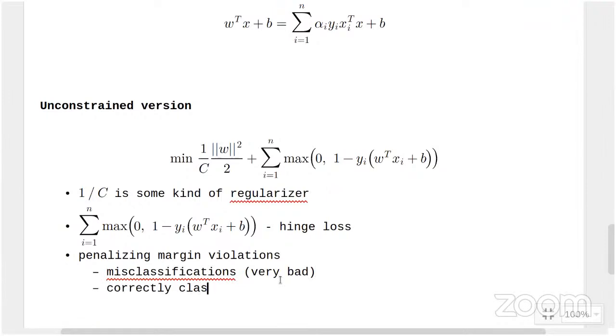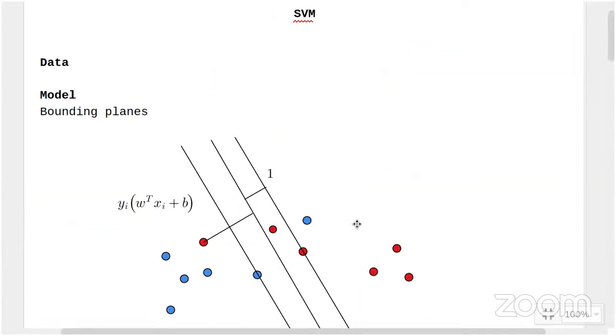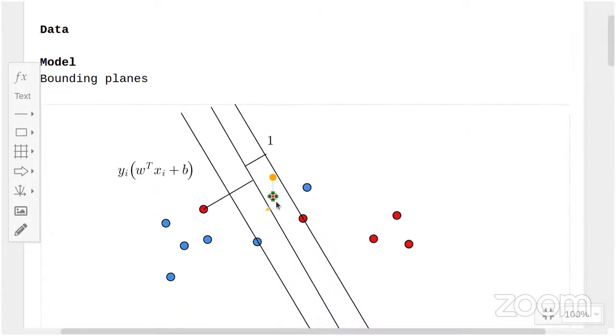This is correctly classified, but still on the wrong side of the margin. This is bad, right? This is very bad, so the violation is much more here. But what is bad about this is that this is misclassified. This also counts towards your hinge loss. But the good news is that this is correctly classified.